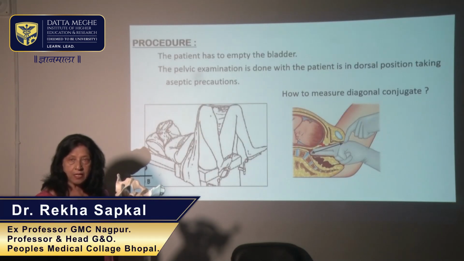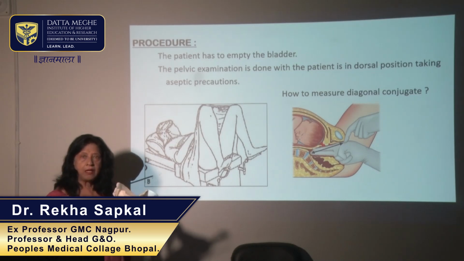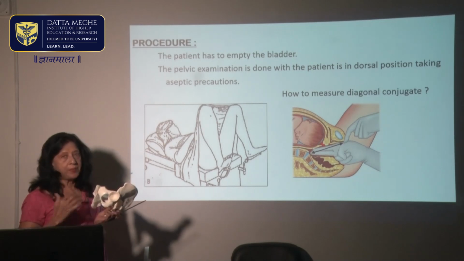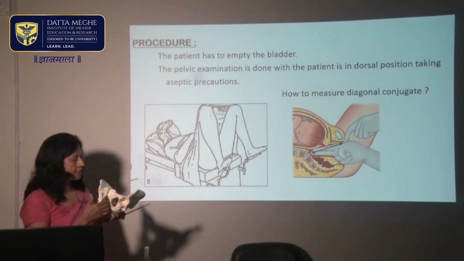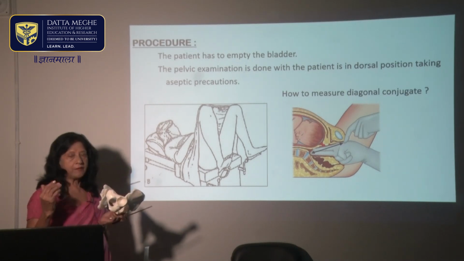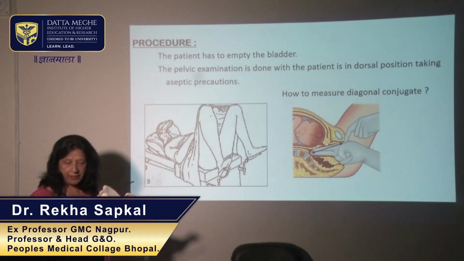Again, I have written here to calculate the diagonal conjugate. Here, what am I assessing? I am assessing the inlet. There is a specific way to assess the pelvic inlet by per vaginal examination and to assess the AP diameter of the inlet. The patient is given the dorsal position with an empty bladder and per vaginal examination is done.